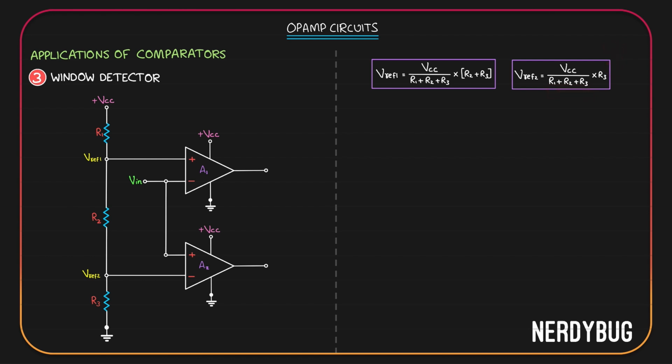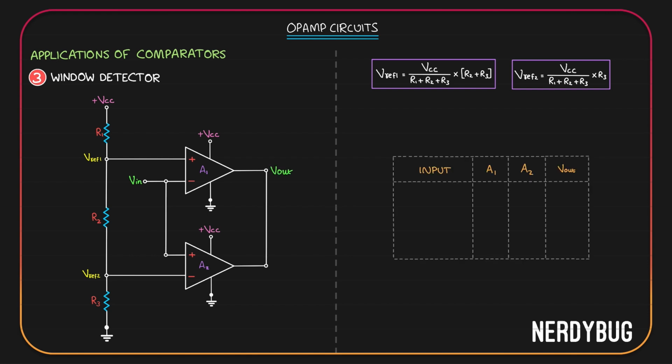Finally, output will be taken together from both op-amps. Now let's take a table and see if this works. In the first column, we'll take the input levels. The first case is when input is greater than the first reference voltage. Second one is when it is between the two reference voltages. Third one is when it is less than the second reference voltage. In the second column, we have the output of the first op-amp. In the third column, we have the output of our second op-amp. Finally, we have our final output.